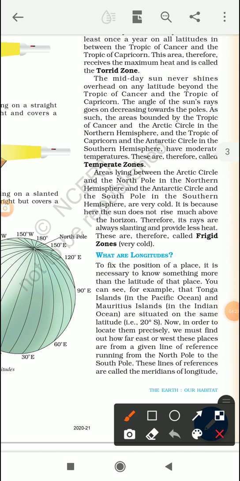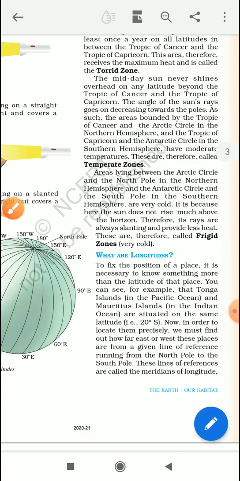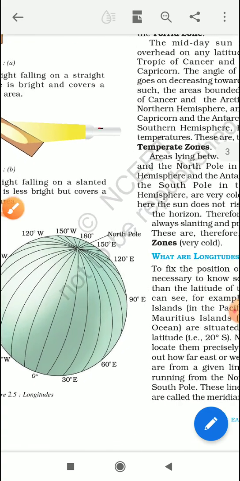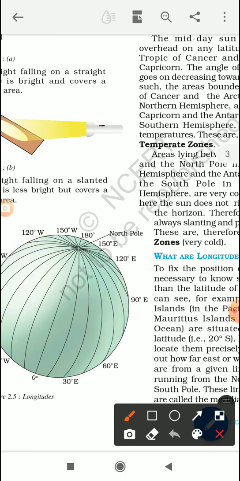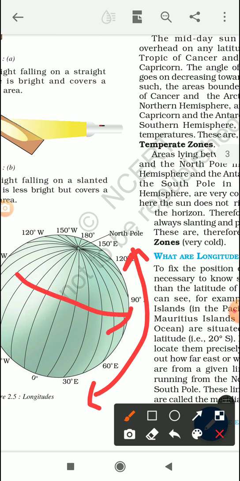Let's move on to what are longitudes. To fix the position of a place, it is necessary to know something more than the latitude of that place. So, the lines of reference, just like latitudes we had, that run from North Pole to the South Pole are called meridians of longitude. They move in this direction. They are vertical, and the latitudes were horizontal. I hope you've understood this.